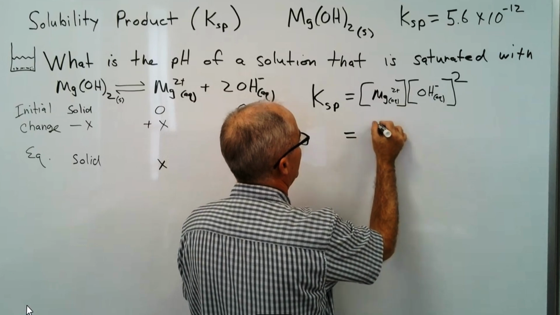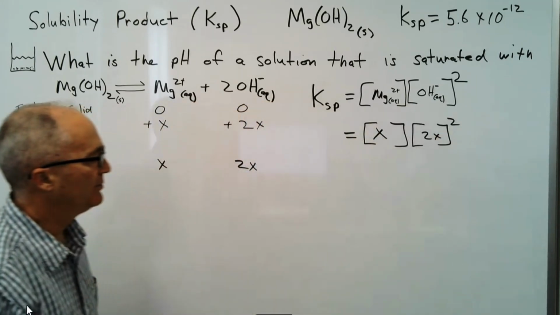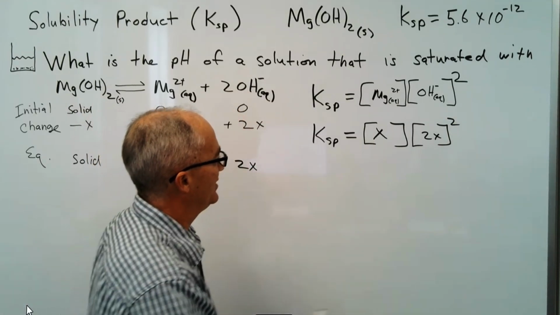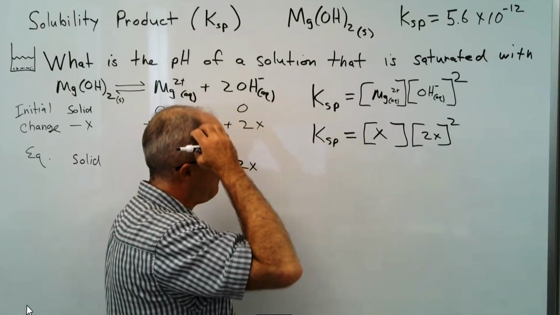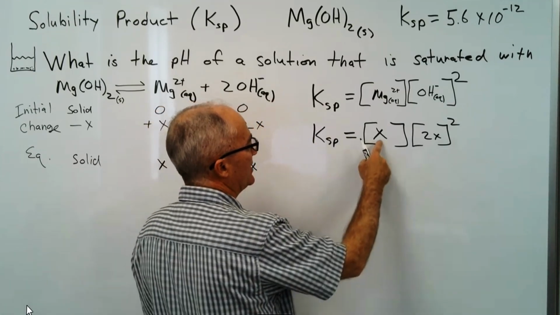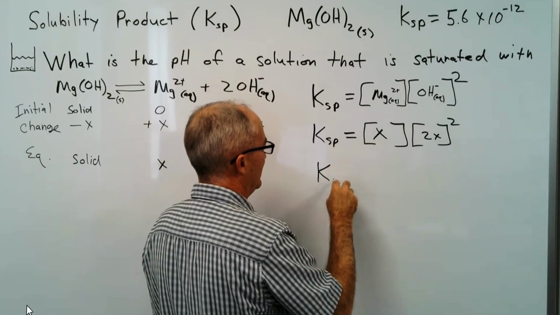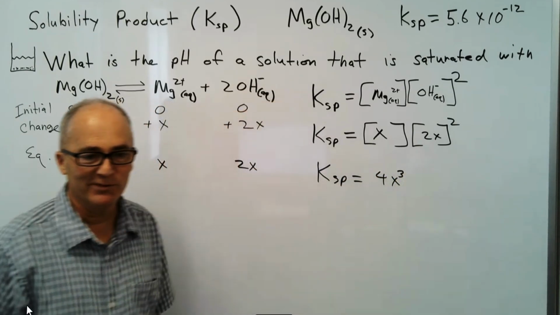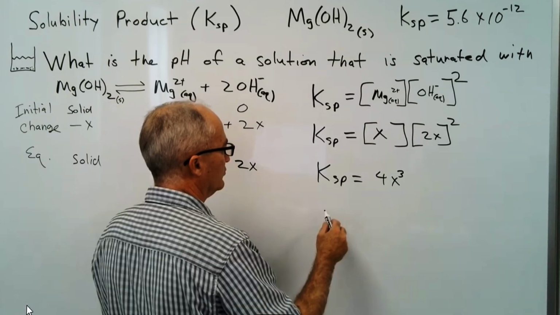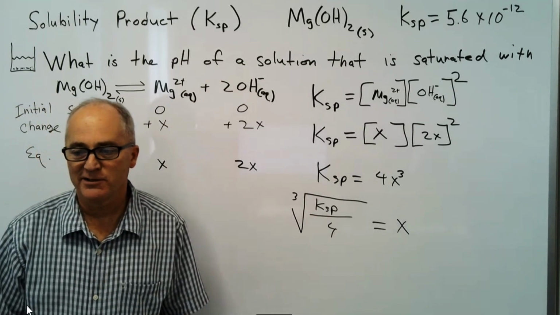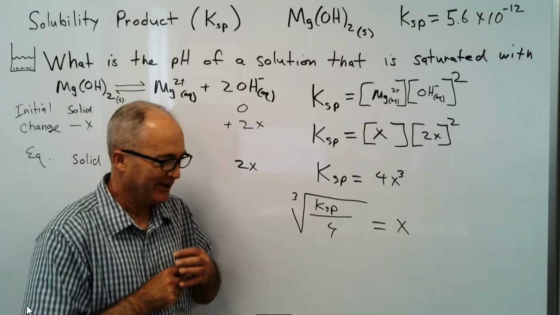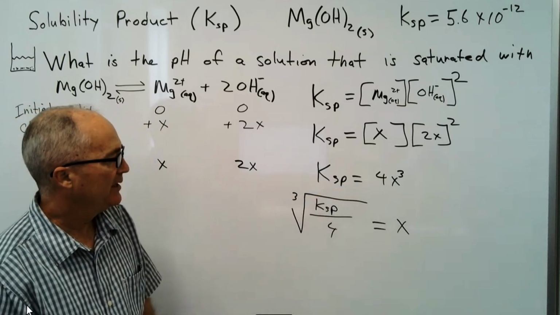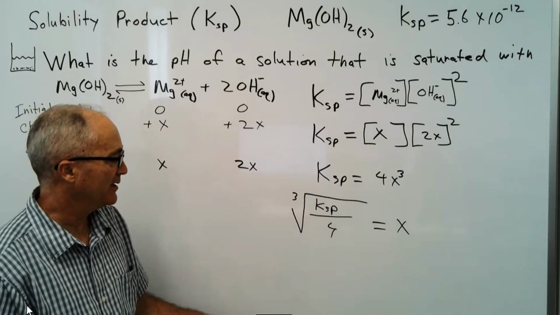So magnesium's going to be X. Hydroxide's going to be 2X. Alright, now we look at this and say, what's 2X squared? 4X squared. 4X squared times an X gives me? 4X squared times X. Which equals Ksp. How about 4X cubed? Was what I was hunting for there. Alright, I did all my algebra all at once because you're all up to speed on these things. I divided both sides of the equation by 4, and then I took the cube root of each side.